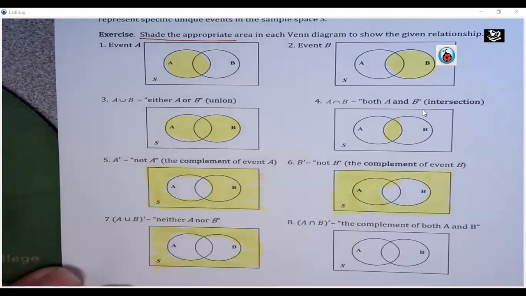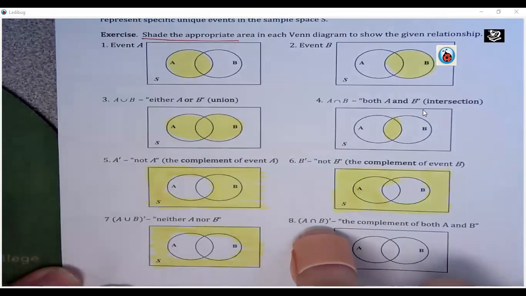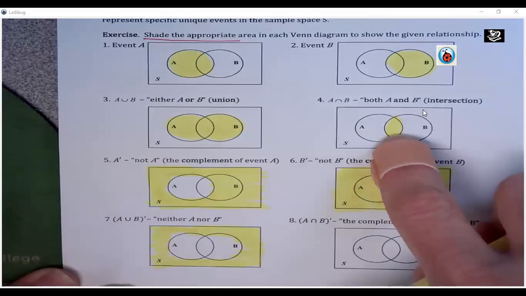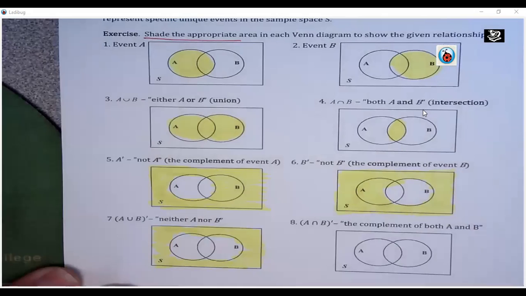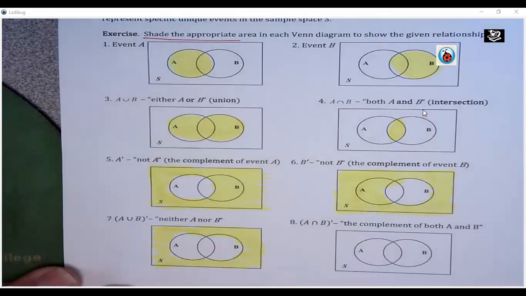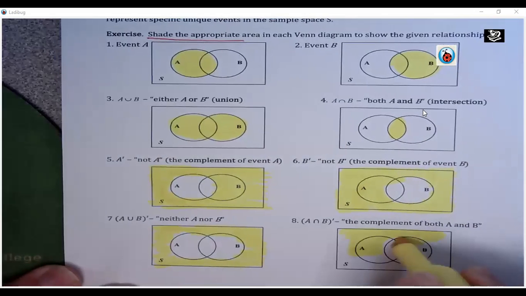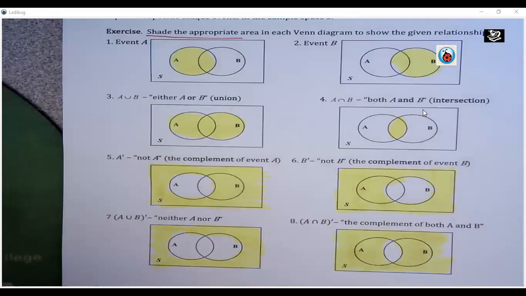Okay. This means A and B, but then we have the prime. So remember that A and B, if you look back up here, A and B was just where they overlap. And now I need not that. So where do you think I should shade on this one? Everything except where they overlap. Very good, Samuel. All right, does anybody need more time to copy anything down? I do. Okay.